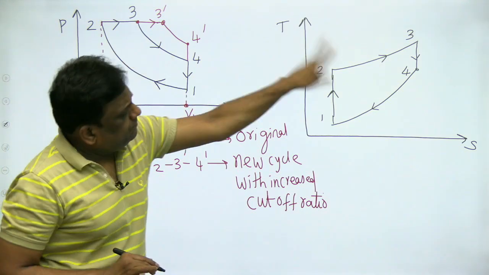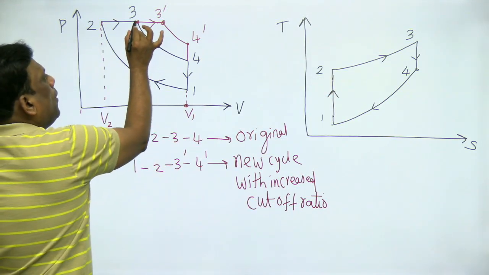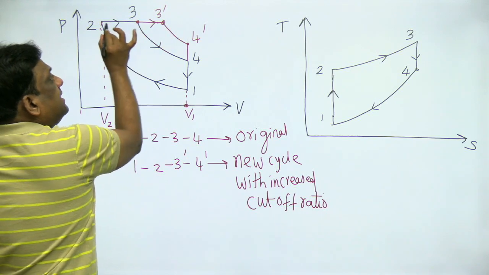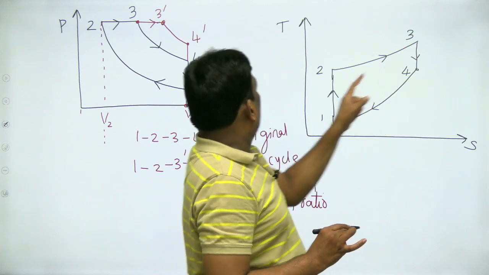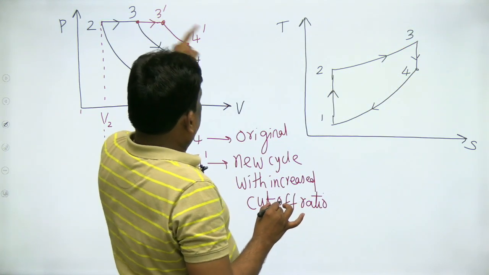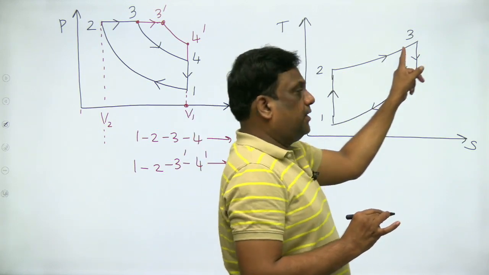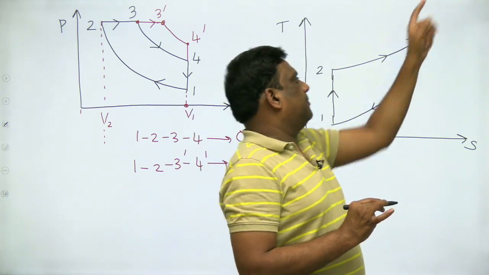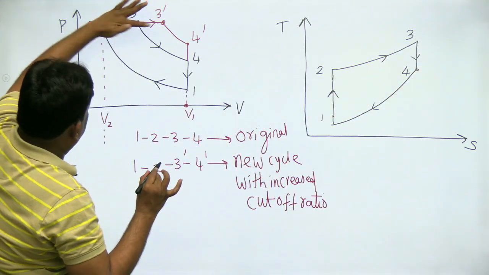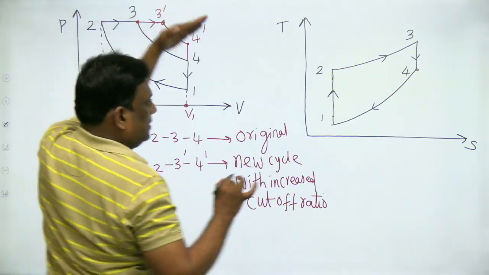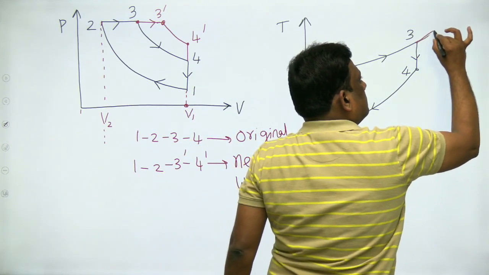Let me transform this on TS diagram. Let's check. Where are points 3, 3 dash? They are on the same pressure line. Obviously, this is a constant pressure line. Moreover, additional heat is supplied from 3 to 3 dash, so it will move ahead. It will move up, that is, on the same constant pressure line. If you observe 2, 3, 3 dash, they are on the same pressure line. So this is the constant pressure line. Let me extend this.